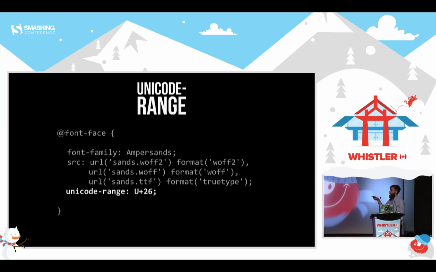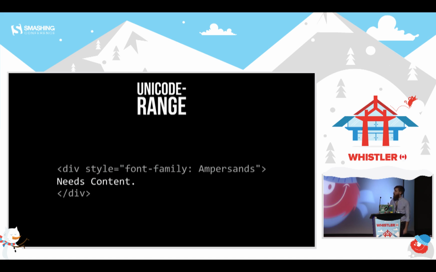So we can actually specify these code points in our unicode-range. Inside of our font face block, we'll just add a unicode-range there. In this example, I'm using a new font called Ampersands for an ampersand character that I want to switch out of my content. So I want regular fallback content, and I want a different font for the ampersand character. In this content example, I have my new font family, which should have an ampersand character inside of it.